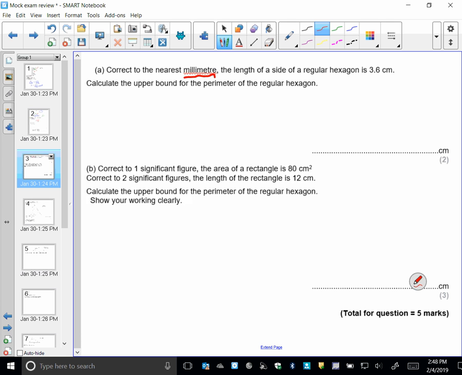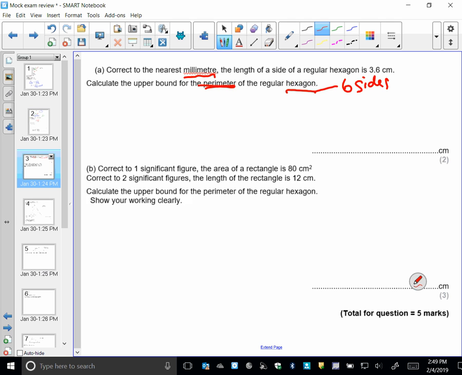So it says calculate the upper bound for the perimeter of a regular hexagon. Well, what do we know about hexagons? How many sides do they have? 6. Alright, so they tested that there. So we know that a hexagon has 6 sides. If you didn't know that, you're in trouble really. So you might get something for some kind of working. So if you're thinking about an upper bound for the perimeter, when we're finding perimeter, what are we doing to our measurement? Adding all the sides. Adding the sides together. So if you're trying to find the upper bound, you just need to find the upper bound length. You don't have to worry about the lower bound.